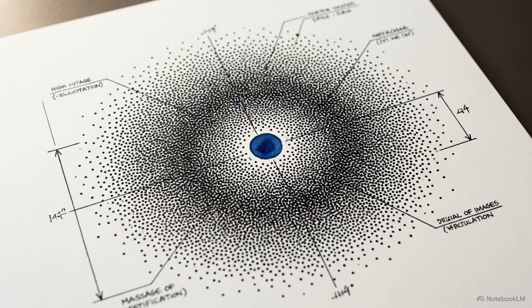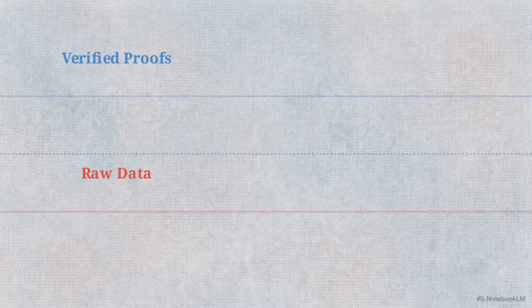This illustrates the core principle of the architecture. The mass hides the local. This keeps the system safe because only the verified proofs, and never the raw data, are moving across the grid.